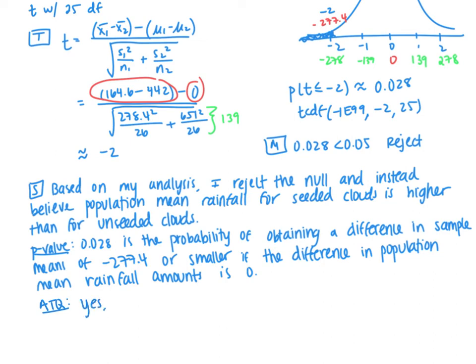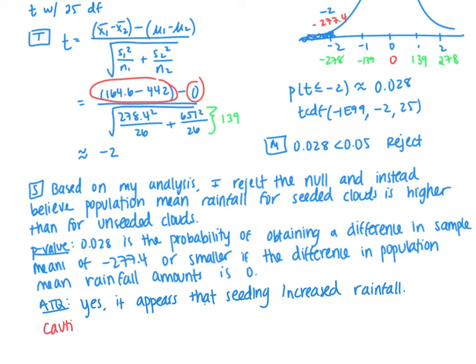So yes, it appears that the seeding increased rainfall. Who or what does that conclusion apply to? This cause and effect conclusion? These clouds or? Clouds like it. Yeah, these clouds or clouds like them. I don't know what that means practically, but these clouds or clouds like them.